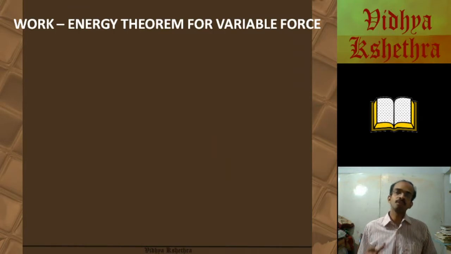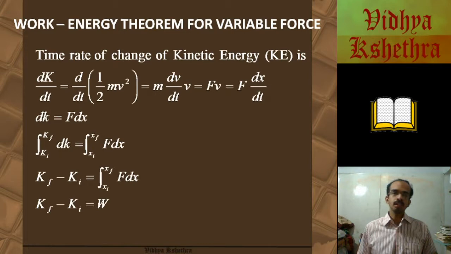Now, the work energy theorem for a variable force. Time rate of change in kinetic energy is given by the differential, that is dK by dt, or d by dt of half mv square, is equal to m into dv by dt into v. We know that dv by dt is equal to acceleration, and from Newton's second law, mass into acceleration is equal to force, which becomes F into v, and v is given by the rate of change with respect to displacement, that is dx by dt.